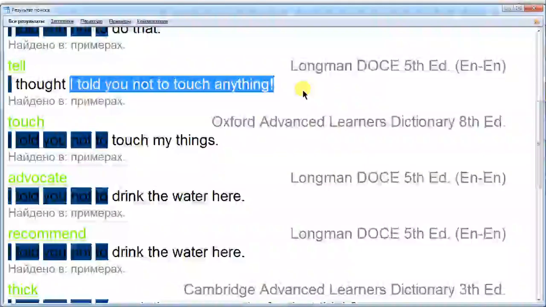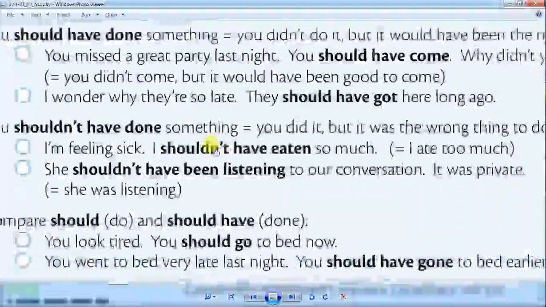I told you to do your homework. I told you not to touch the TV. Okay? I told you not to watch. I told you. Okay, that's all. It's not so difficult.